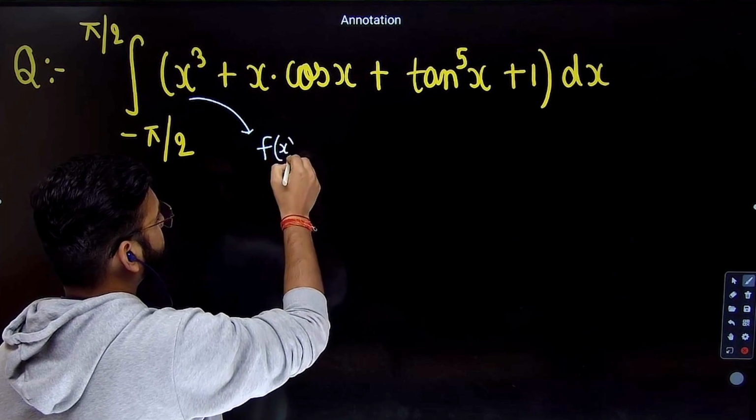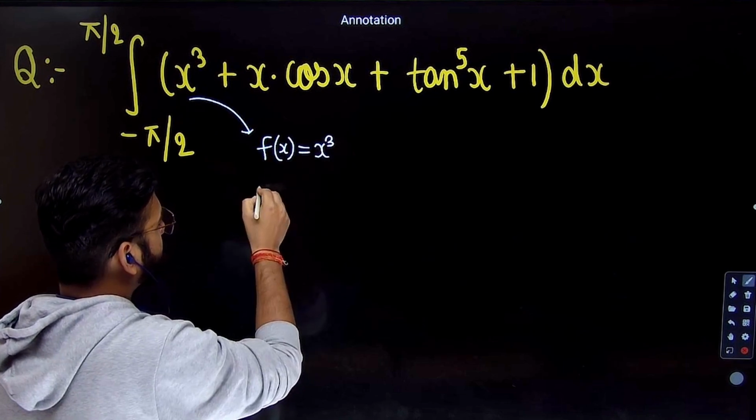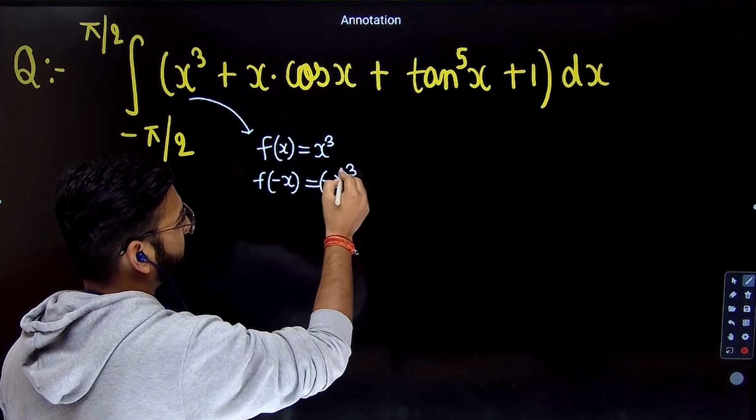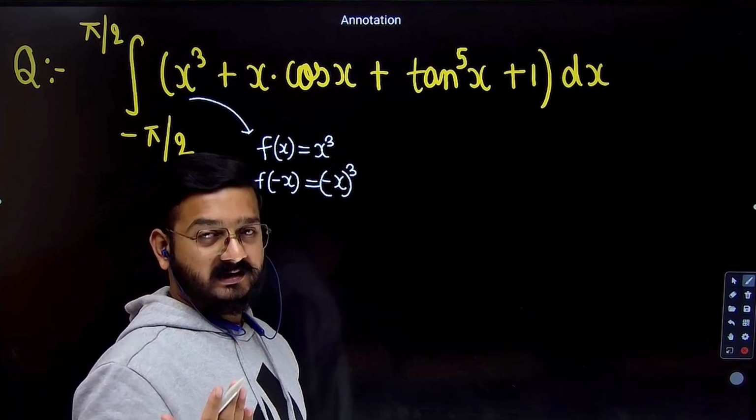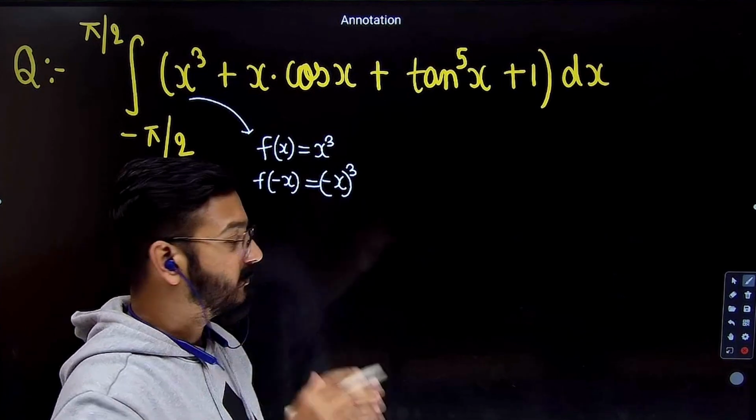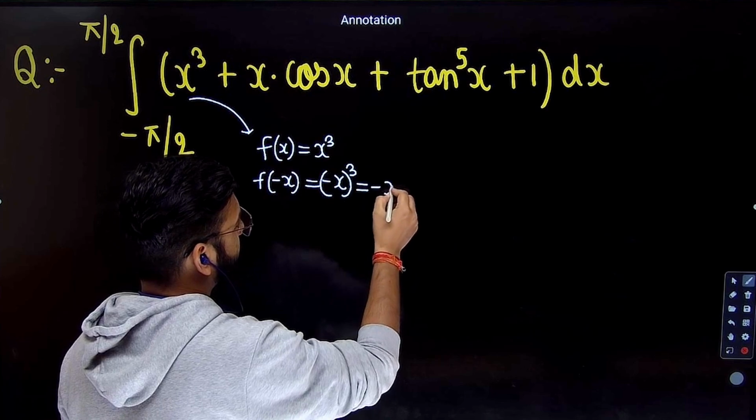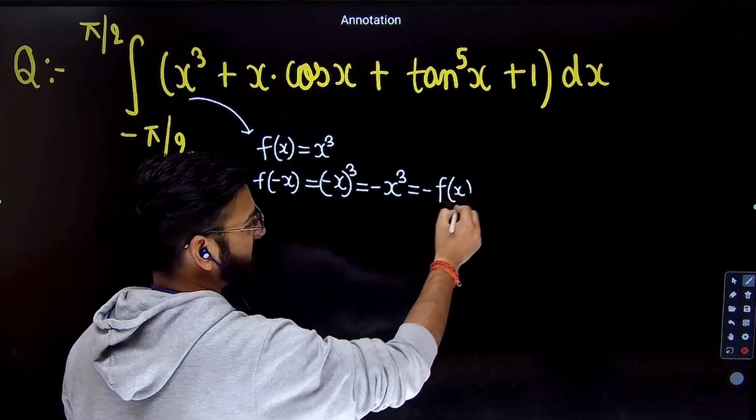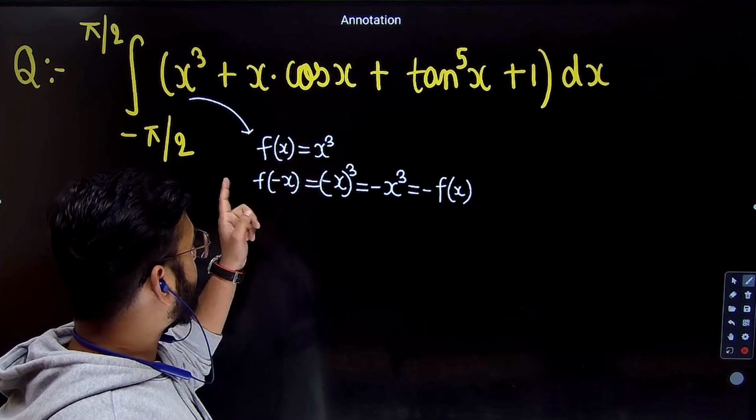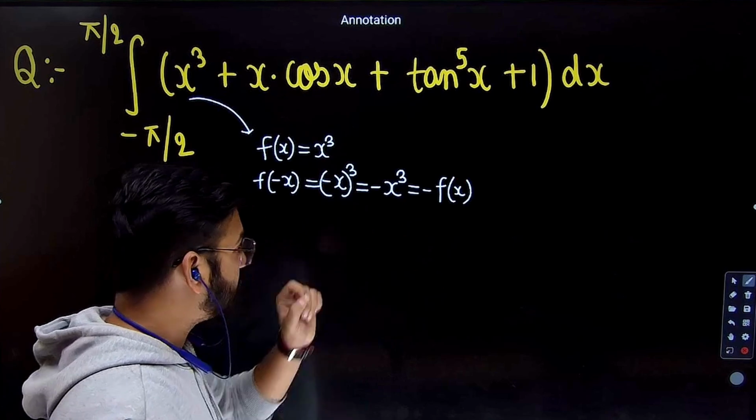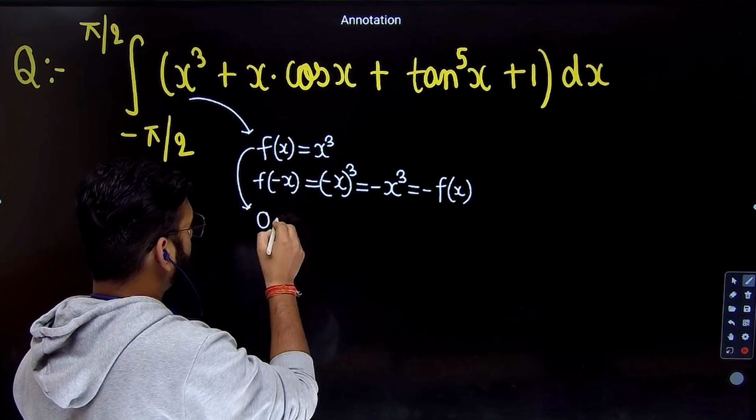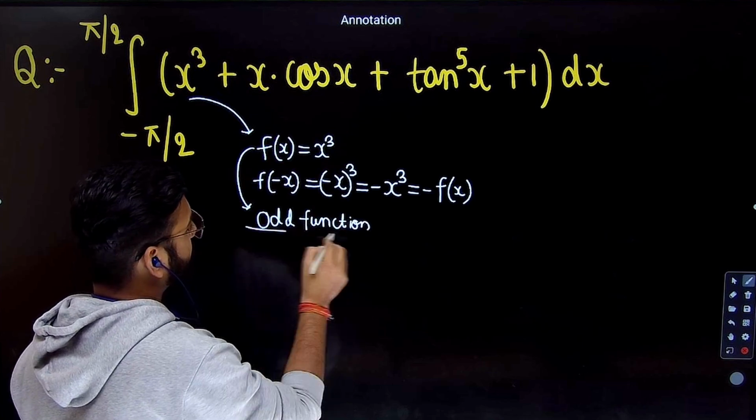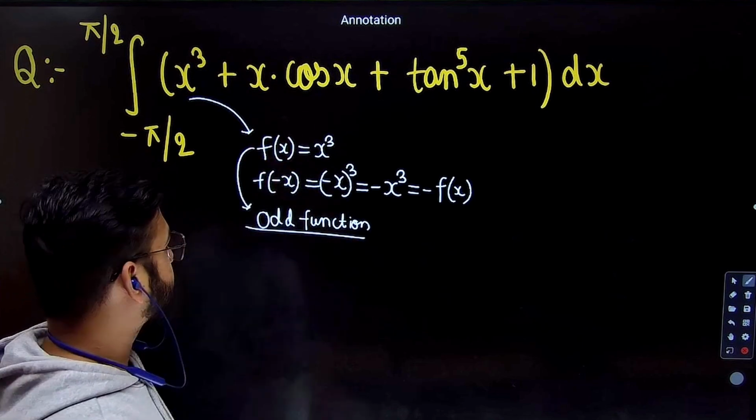so if f of x is x cube, what will be f of minus x? F of minus x will be minus x whole cube. And you know that minus 1 to the power 3 will be minus 1 only. So this will be equal to minus of x cube, which means this is minus of f of x, because f of x is x cube. So f of minus x is minus of f x. It means this is an odd function, right?